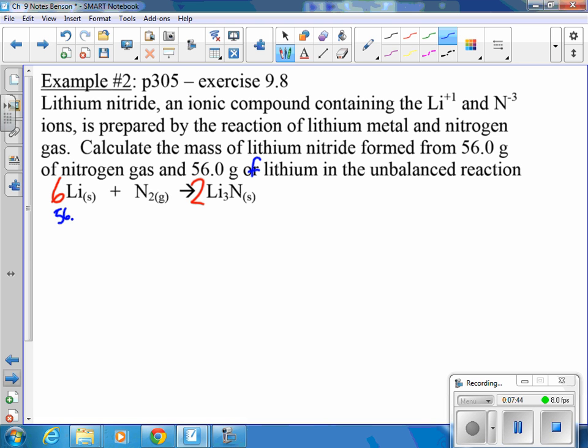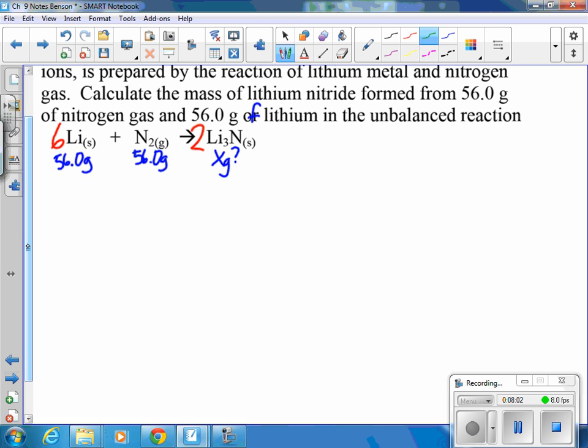So I have 56.0 grams of this, and I have 56.0 grams of that, and I'm going to bring both of them here. This time I'm going to do it in grams so you can see the difference. And we have to find our limiting reactant by bringing both of them over to the product side. So I'm going to take 56.0 grams of lithium, times a fraction bar.